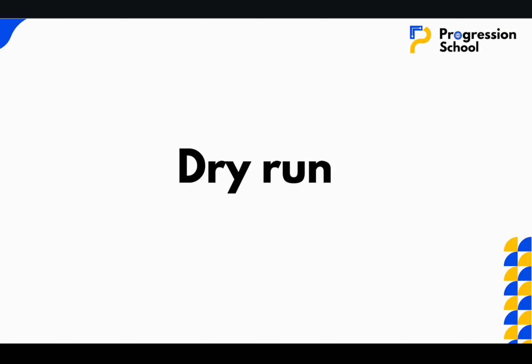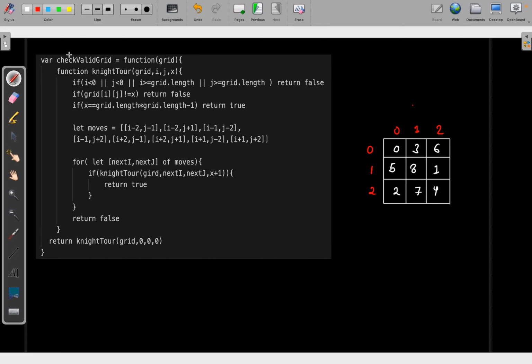In this video, we will see the dry run of the code. So now let's see the dry run of this code. Okay, so we have this function night tour. First of all, we have this function check valid grid. Inside this function, we are calling return of this function.